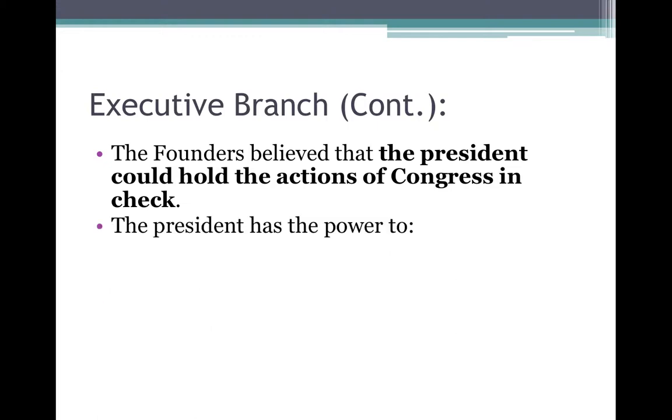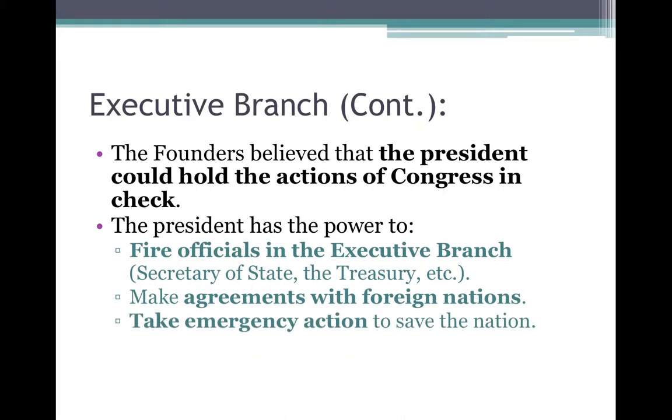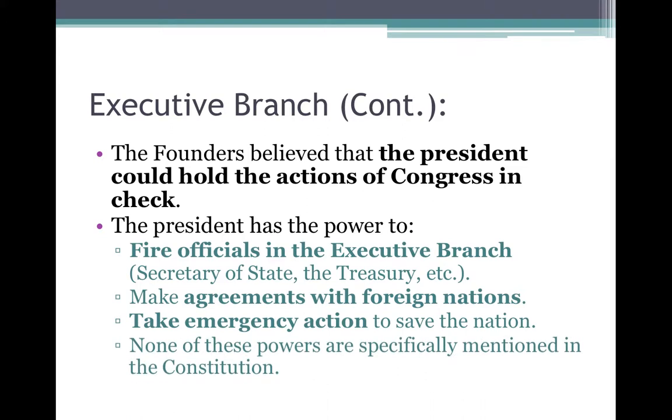The president has the power to do the following: fire officials in the executive branch, Secretary of State, Treasury, etc., make agreements with foreign nations, take emergency action to save the nation. None of these powers are specifically mentioned in the Constitution, however.